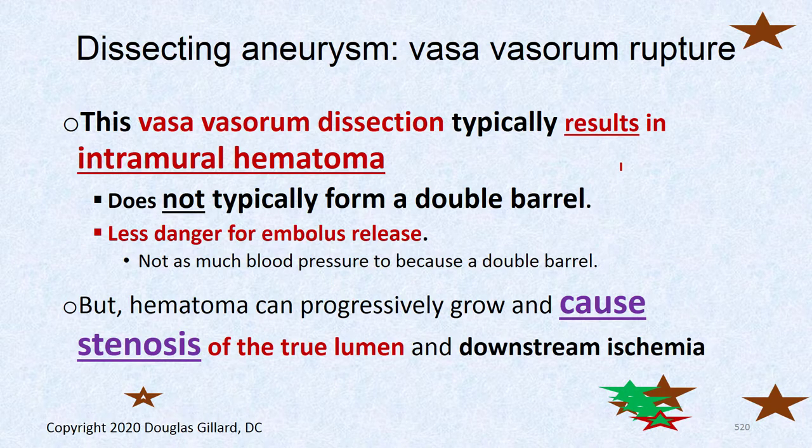Okay, vasa vasorum dissection. As I said, the vasa vasorum type dissection usually results in a wicked intramural hematoma. It doesn't usually double barrel because of the pressure, but it can cause stenosis, especially in the vertebral arteries, and you could start to get ischemia from something like that.